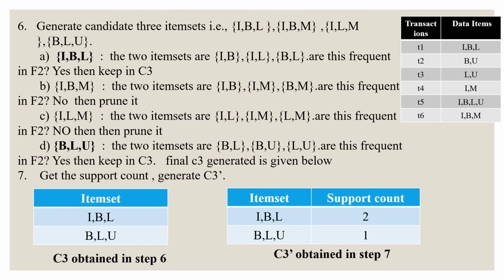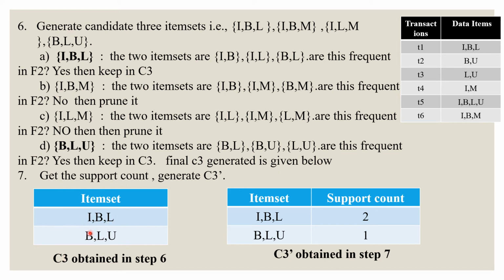Not only two items, we are going to take three items. See, the data set has three items. C3 is the three item set, the candidate item sets. IBL is taken because IB, IL, BL are there in the F2 table. IB, IM, BL are not there in the F2 table, so we are not going to take this value. We are going to take only this value and this value. See, IBL, BLU. For these we are going to find the support count value.